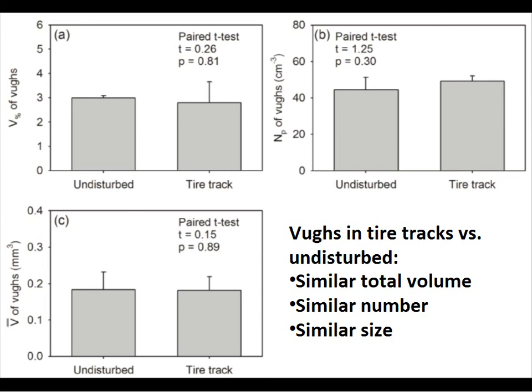This is the data for the pores that classified as bugs. With the bugs, again, we didn't see much difference between the tire tracks and the undisturbed sites. They were similar in total volume, similar in number, and similar in size.